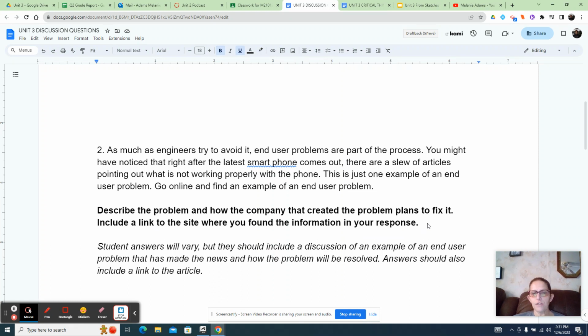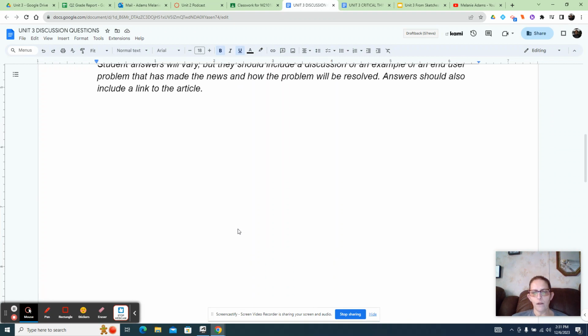Okay, easy peasy. Just find an article that discusses the newest, latest problem with the phone and how they plan on fixing it, and then link the problem for me there.